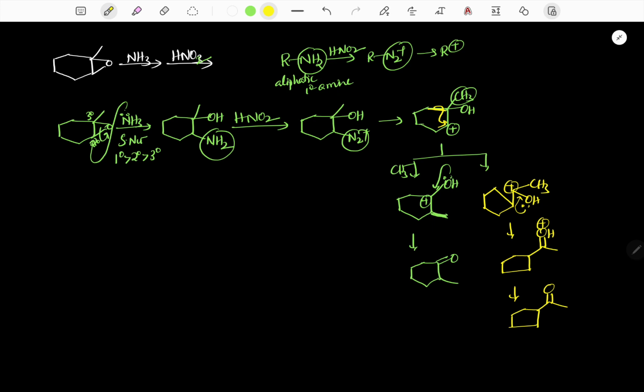So here stereo is not mentioned for the reactant. Therefore 6-membered ring ketone and 5-membered ring ketone both are possible. Now among these two, we know that the 6-membered ring is more stable. Therefore it is the major product. The 6-membered ring is more stable. That's why it is the major product.